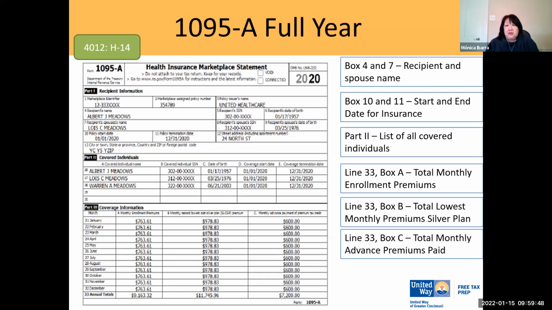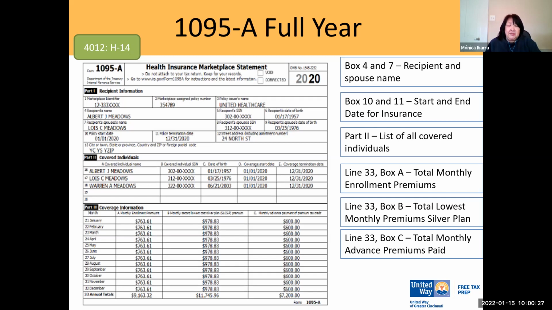Marketplace insurance is where you've gone to healthcare.gov, you filled out an application, you've determined what your assistance is going to be, and then you've picked out a plan for the year for you and for anybody in your household who qualifies. So generally, if you say, did you go to healthcare.gov to get your health insurance? That is enough for people to say, oh no, I didn't do that, or yes, I did.